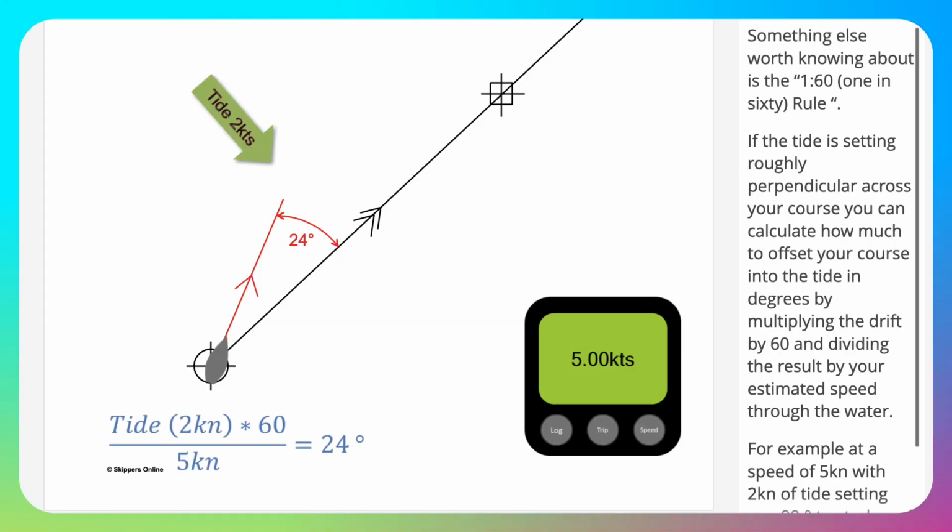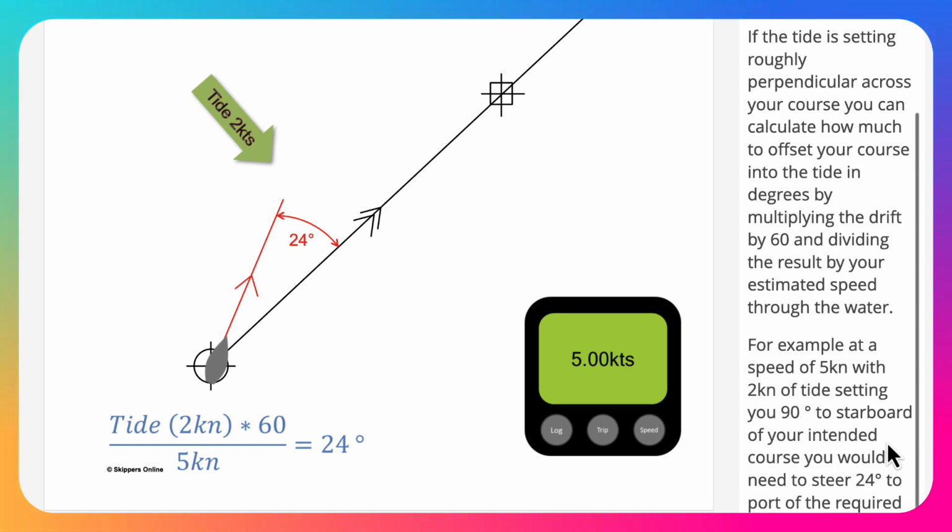Something else worth knowing about is the 1 in 60 rule. If the tide is setting roughly perpendicular across your course, you can calculate how much to offset your course into the tide in degrees by multiplying the drift by 60 and dividing the result by your estimated speed through the water. For example, at a speed of 5 knots, with 2 knots of tide setting you 90 degrees to starboard of your intended course, you would need to steer 24 degrees to port of the required course.